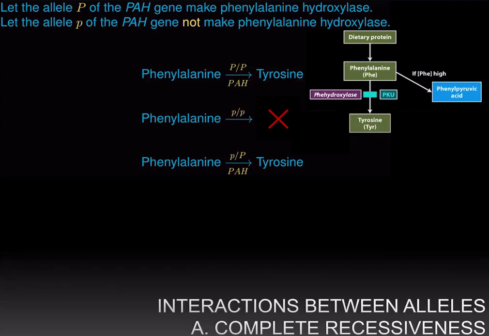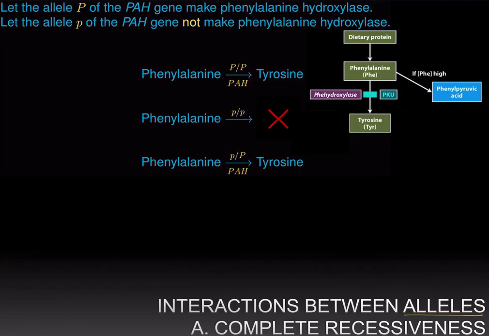Very few phenotypes are the result of the action of just a single gene. Most phenotypes are in fact produced by multiple genes acting together, and not only do these genes act together, they also interact with each other. So let us start by looking at interactions between different alleles of the same gene.